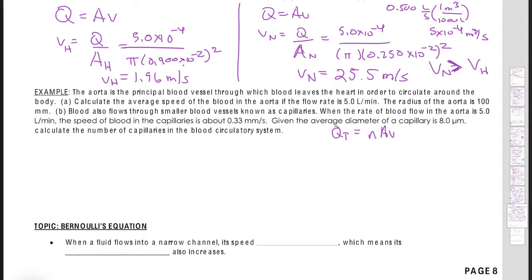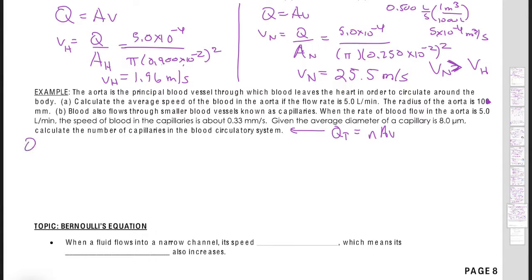I think one of the numbers is wrong. Oh, this should be 10 millimeters, not 100 millimeters. Sorry. Given the average diameter of the capillary is 8 micrometers, calculate the number of capillaries in the blood circulatory system. That's where we're going to use that NAV.